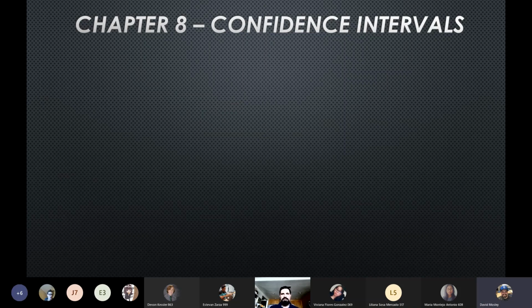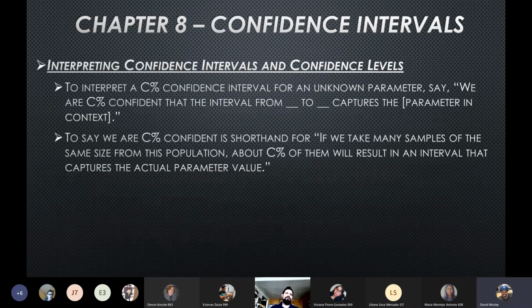That gets us to chapter 8, confidence intervals. When we're interpreting confidence intervals and confidence levels, to interpret a C% confidence interval for an unknown parameter, we say we are C% confident that the interval from blank to blank captures the parameter in context. That depends on whatever the context of the question was. To say we are C% confident is shorthand for: if we take many samples of the same size from this population, about C% of them will result in an interval that captures the actual parameter value.